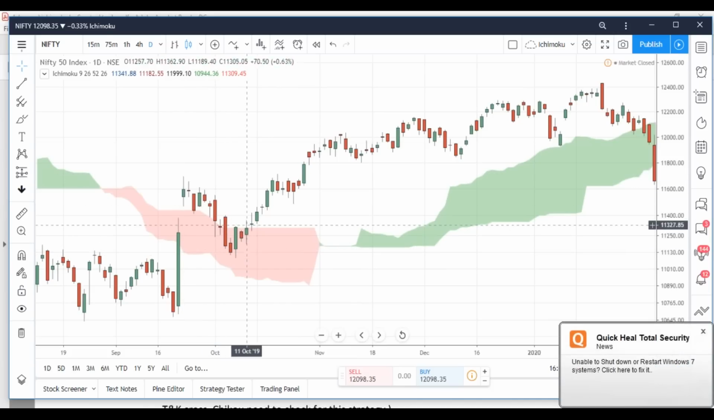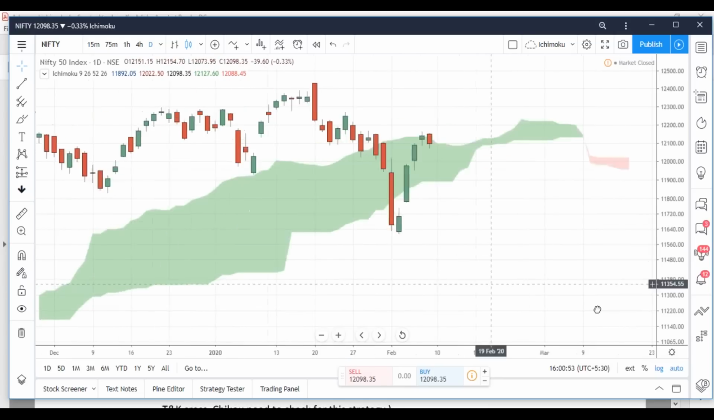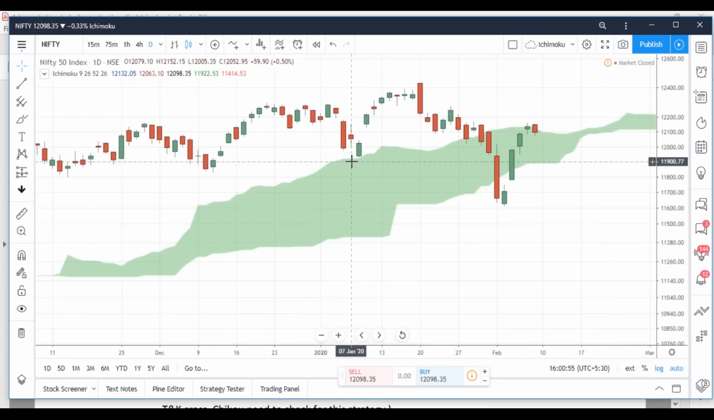Then price closed above the cloud. Here price closed above the cloud. So above this candle's high was my long entry, and see how nicely it worked out. It is a Nifty chart. Second time here again we got one more opportunity.